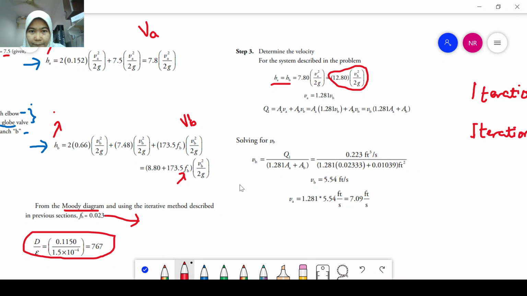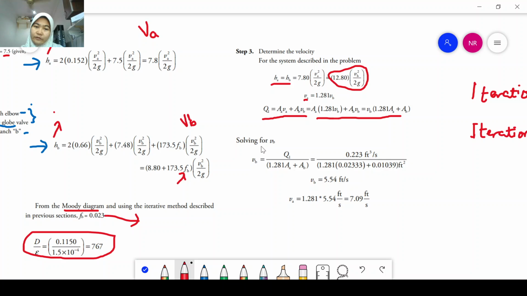So what is this? This is Q1. You know that earlier Q1 is equal to QA plus QB, right? So this is the equation. So now you put this VA value in this equation, so you will get this equation. Finally, VB is equal to 1.281 A, this is the area of A plus the area of B.